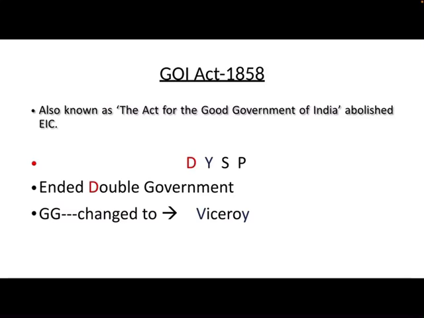You remember the act put in place the Council of Directors and the Board of Control. Council of Directors for the commercial and Board of Control for the administrative. So this double government thing was ended. Then Y for Viceroy. The Governor General's title was changed, and he came to be known as Viceroy.